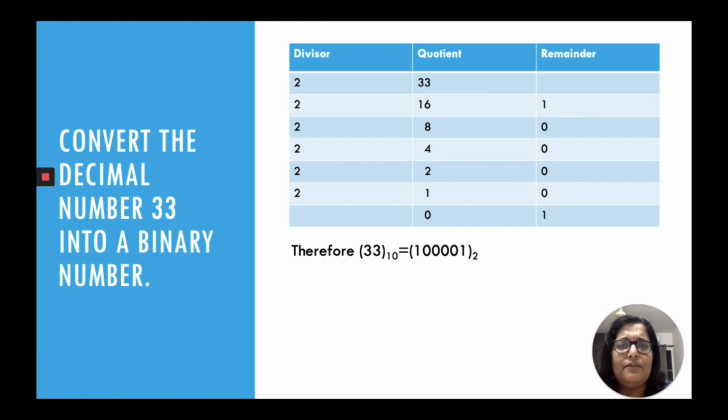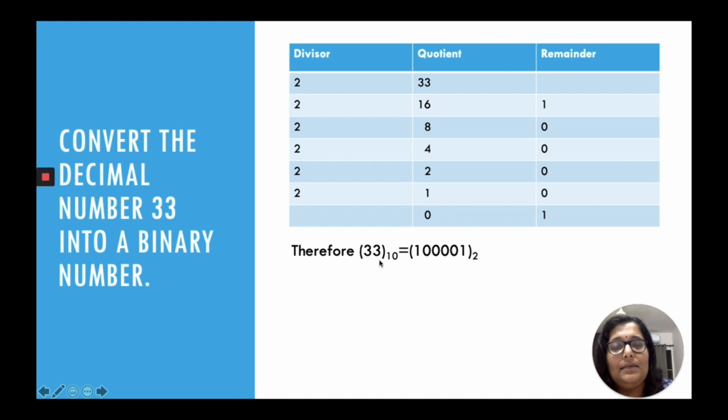The next step is mostly confusing for most people. Again, you have to divide by 2. When you divide a smaller number by a bigger number, your quotient will always be 0 and that number becomes the remainder. In this case, when you're dividing 1 by 2, you know that 1 is a smaller number. In the table of 2, there is no such number like 1. So what you do is you write 0 in the quotient area and you get a remainder of 1. 1 minus 0 will give you 1.